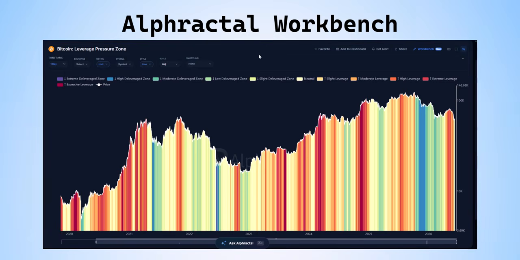In this video, you'll learn how to use Alphractal's Workbench to edit charts, add metrics, compare data, and create custom formulas. The idea is simple. Turn a basic chart into a much more comprehensive analysis.